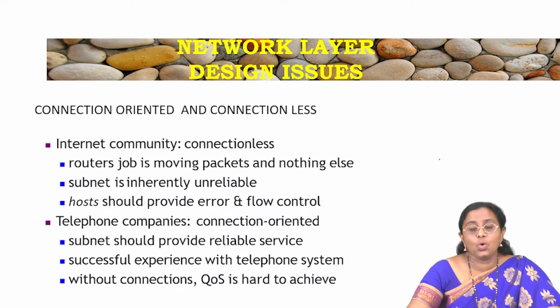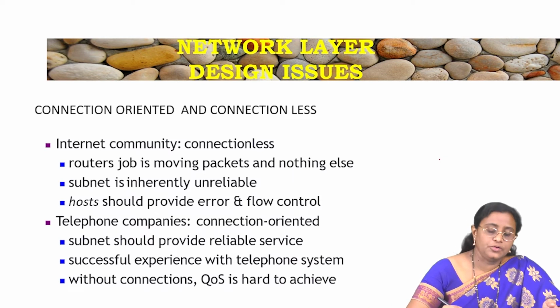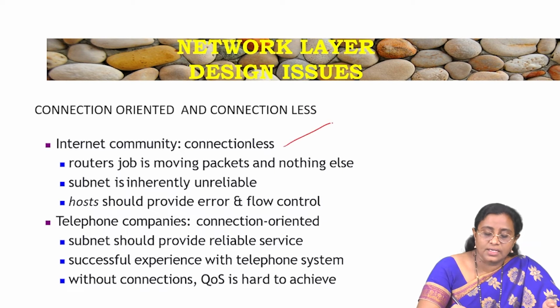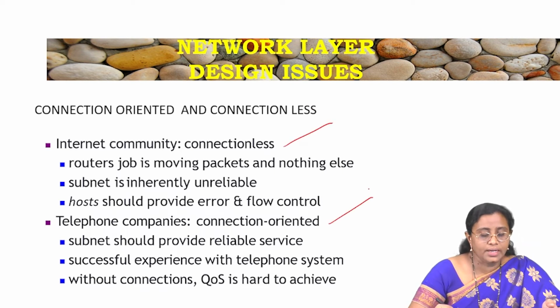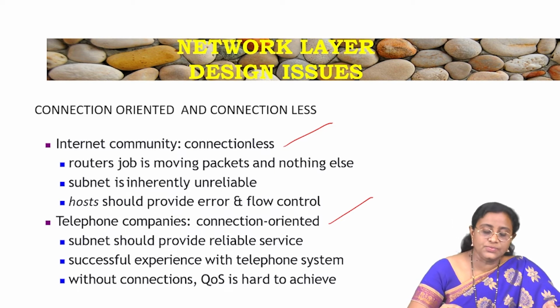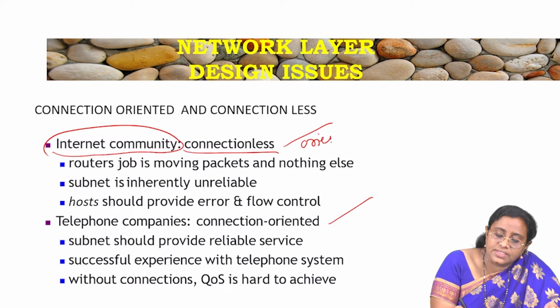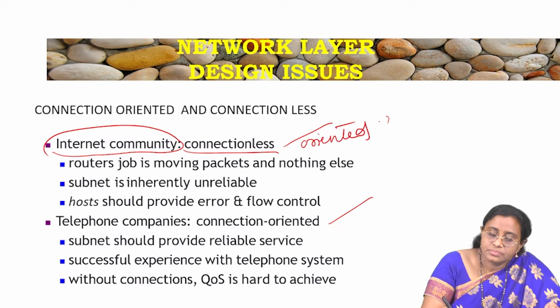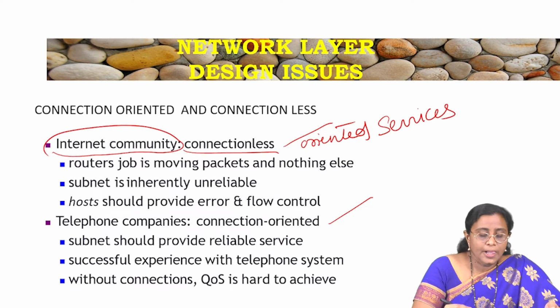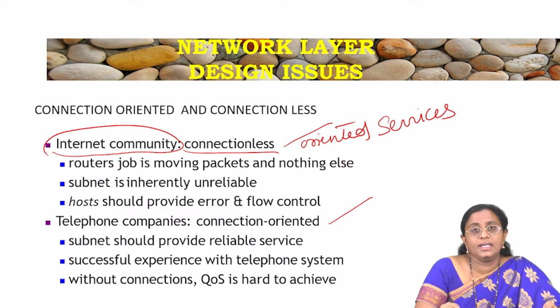So coming to the next topic of network layer design issues: connection oriented and connectionless oriented. In this we have to identify two types of ways of communication. The first one is connectionless, the second one is connection oriented. The internet community is one of the examples of connectionless oriented services. In this, the router's job is only moving the packets and nothing more than that. Simply they can transmit the packets from one node to another node. That is the first point.